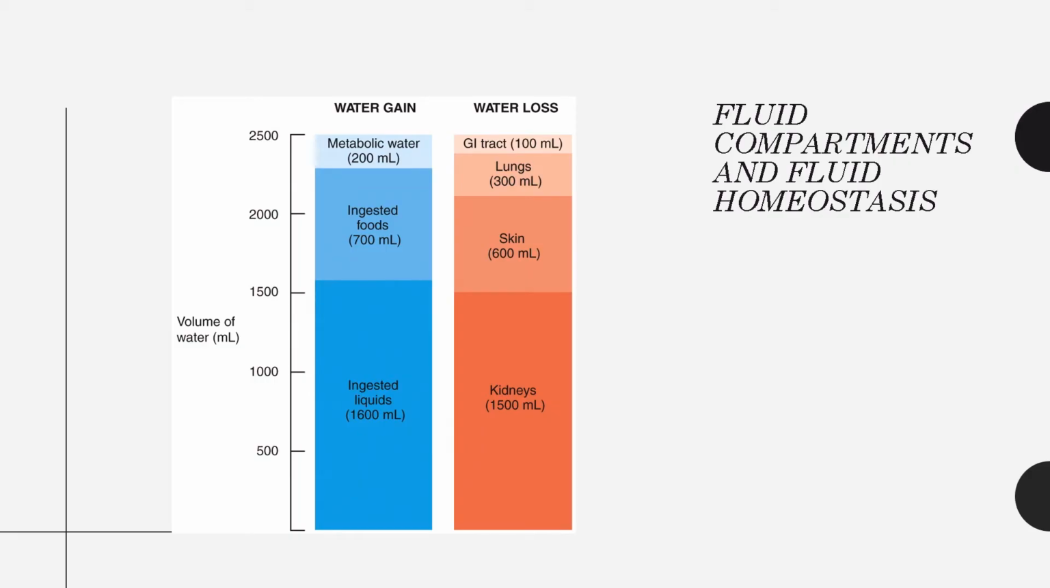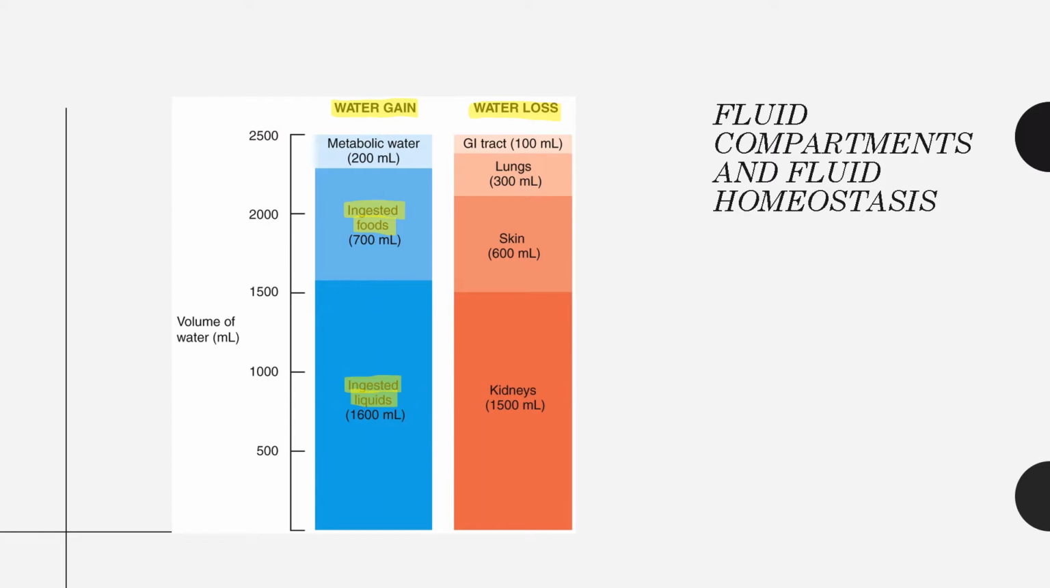So the body can gain and lose water in a variety of different ways. Here on the left we have how we gain water throughout the day, and on the right is how we lose water. So the body can actually gain water by ingestion and by metabolic synthesis. Now, the main sources of body water are going to be ingested liquids, about 1,600 milliliters, and also moist foods. This is where water is going to be absorbed from the gastrointestinal tract.